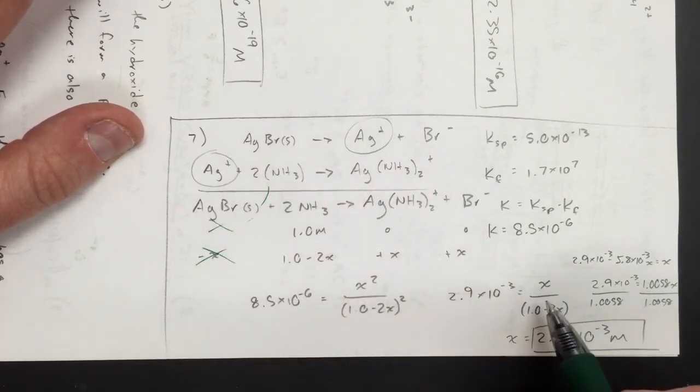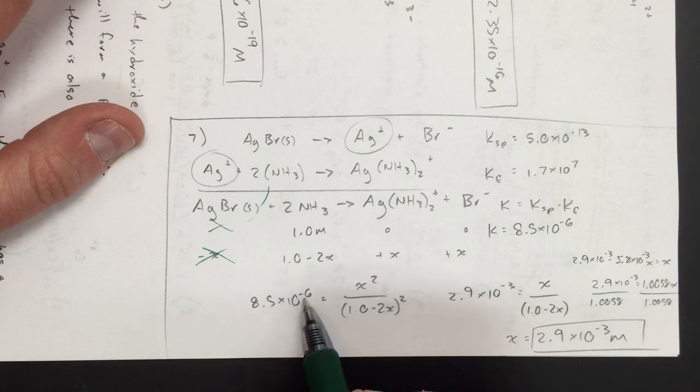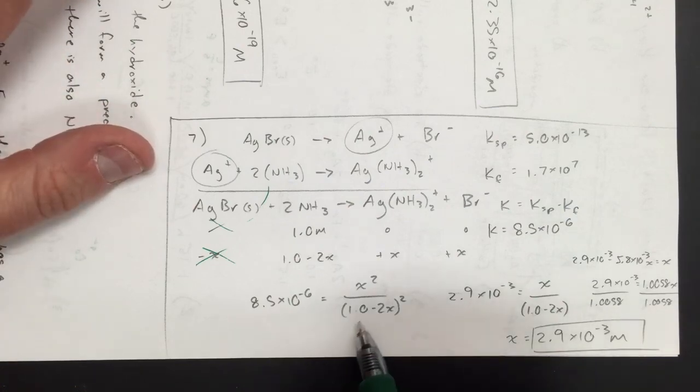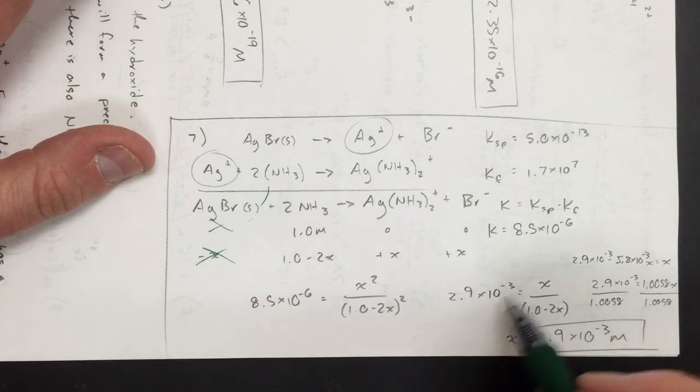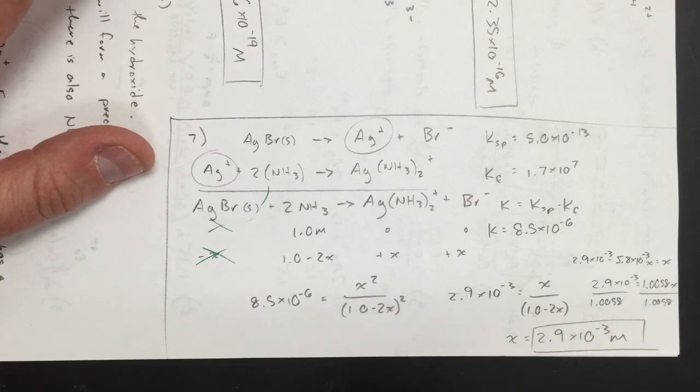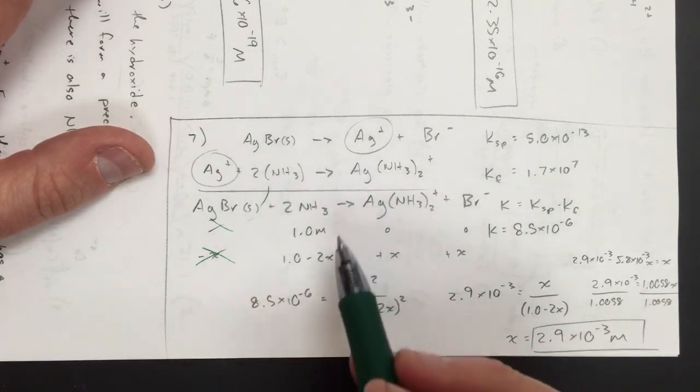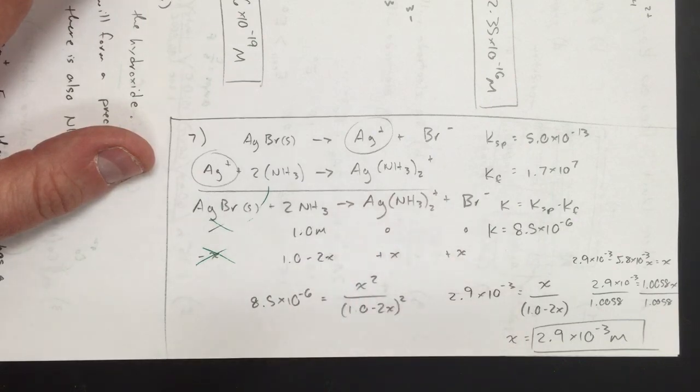So when we solve for x, this value is pretty low, so I probably could have just said that was negligible. I worked it out anyway, and I found that it really was negligible. We could have just taken the square root of both sides, and it's just the square root of 8.5 times 10 to the negative 6. So that's 2.9 times 10 to the negative 3. It's not changed enough to make it anything other than that. So that 2.9 times 10 to the negative 3 is the solubility of AgBr in 1 molar NH3.